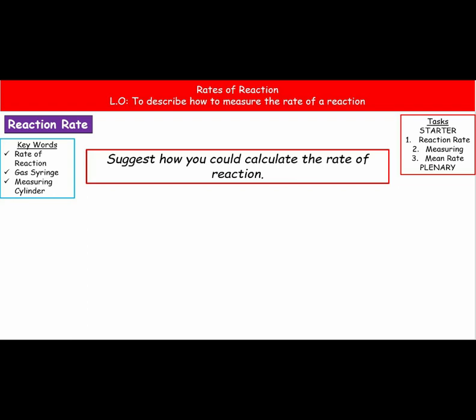So if the reaction rate is a measure of how quickly our reactants are used up or how quickly our products are being made, what I want you to do is suggest some kind of a calculation that we could carry out to work out this rate of reaction. So jot down your ideas in your book now. I'll just give you 30 seconds to do this. How could we calculate the rate of reaction?